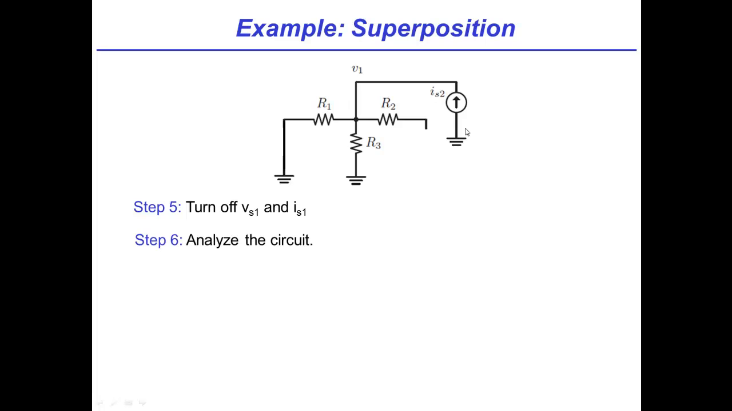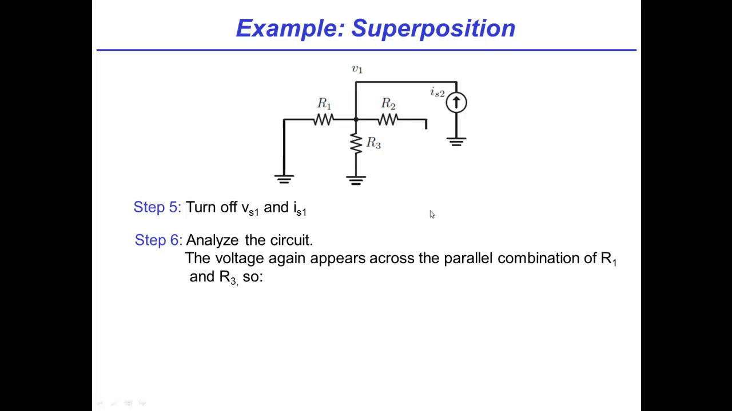Now what we're left with is a relatively simple circuit. We have IS2 driving into the parallel combination of R1 and R3. R2 doesn't matter since it's on an open. So therefore what we're going to have is the voltage appearing across the parallel combination of R1 and R3, and the voltage is just going to be IS2 into that parallel combination. So V1, when stimulated with IS2, is just going to be the parallel combination of R1 and R3 times IS2. So we therefore have finished our individual analyses.